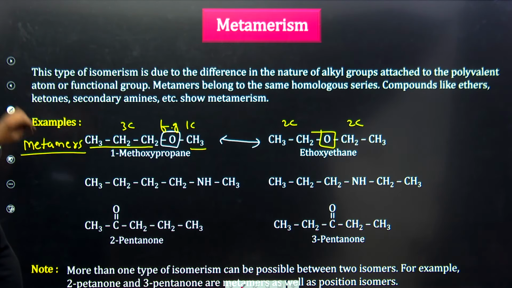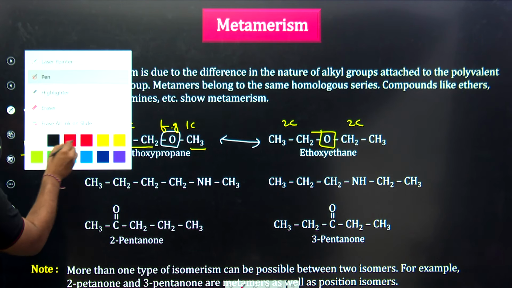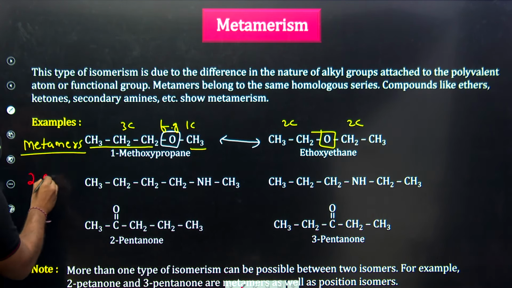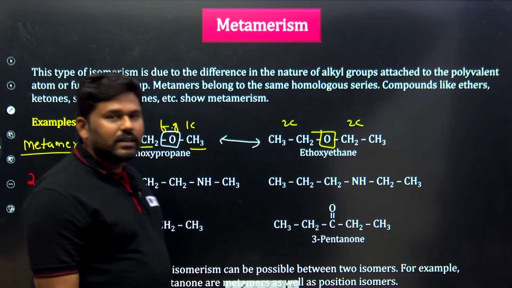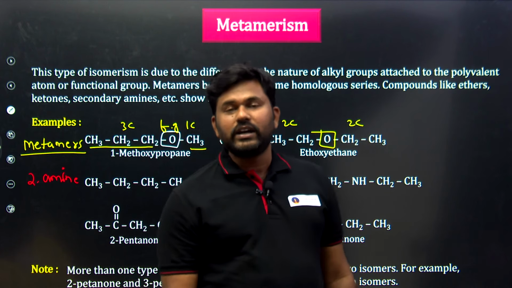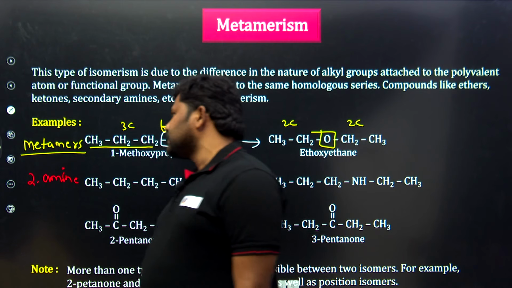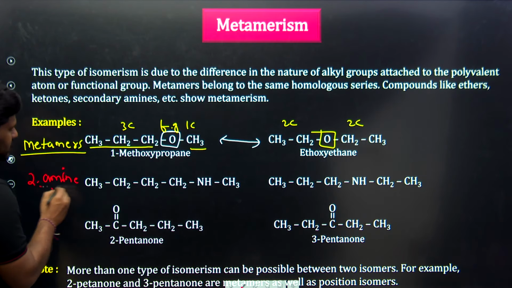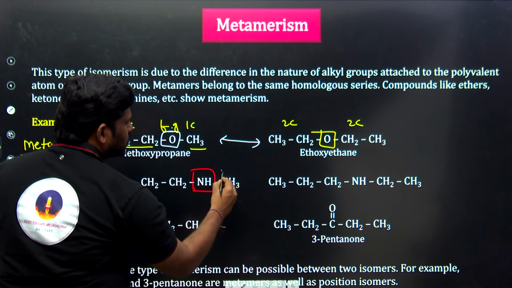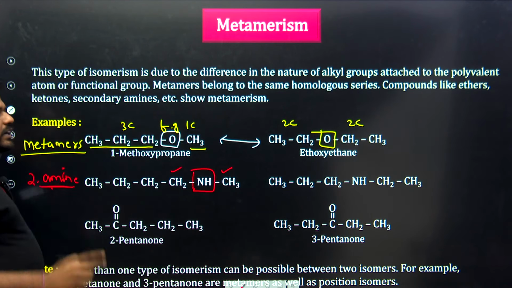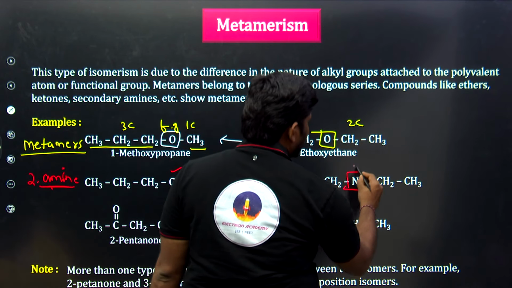Not only ethers, second point, amines also will exhibit metamerism. What are amines? Amines are of 3 types: 1 degree amine, 2 degree amine, 3 degree amine. But only 2 degree amines will exhibit metamerism. What are 2 degree amines? Nitrogen connected to 2 carbons is called a secondary amine. Here also, 2 carbons.